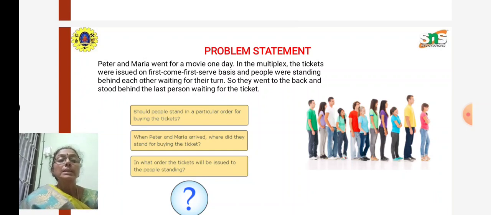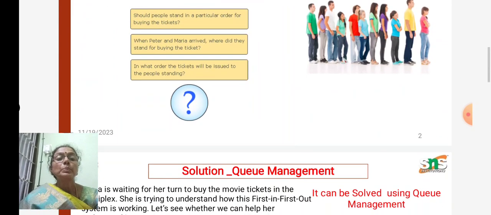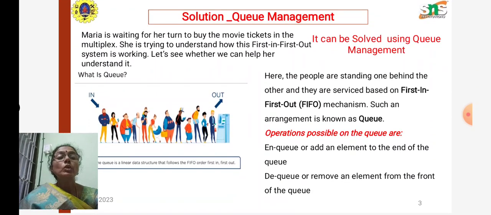Yes, the solution to the above scenario is queue management. You already know what a queue is. In the last class itself, we saw what the queue data structure is and what the basic operations of a queue are. So this problem statement can be solved using queue management. Before going into the solution, first we will see what a queue is.